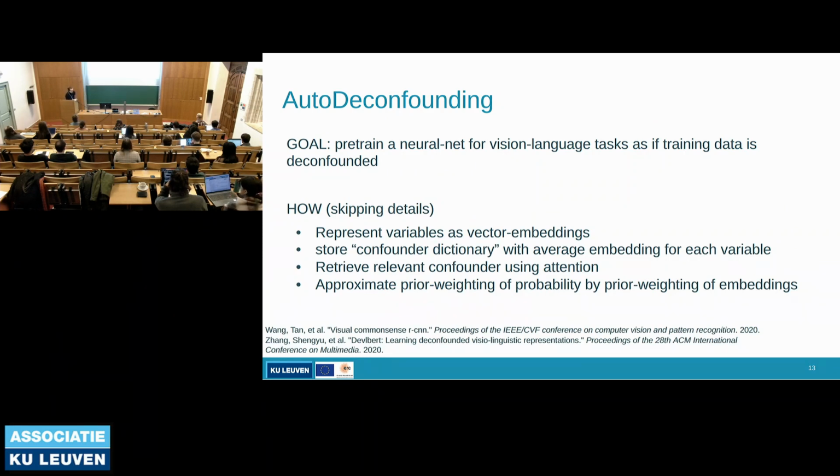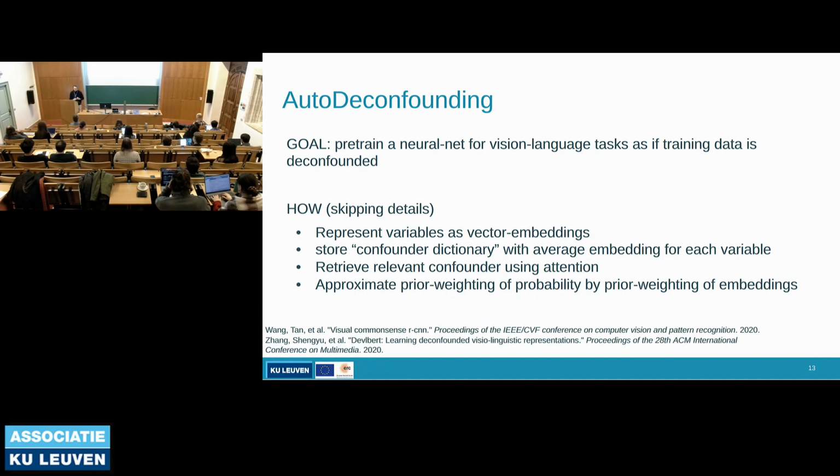Auto-deconfounding is a technique used by a few existing papers which tries to pre-train a vision language model as if the training data was deconfounded in the first place, in the hope that you then learn to only ever depend on the parent. I don't really have time to go too much into the details, but roughly they represent the different variables, x, y, and z, and so on, as just vector embeddings, like you do all the time with neural networks.